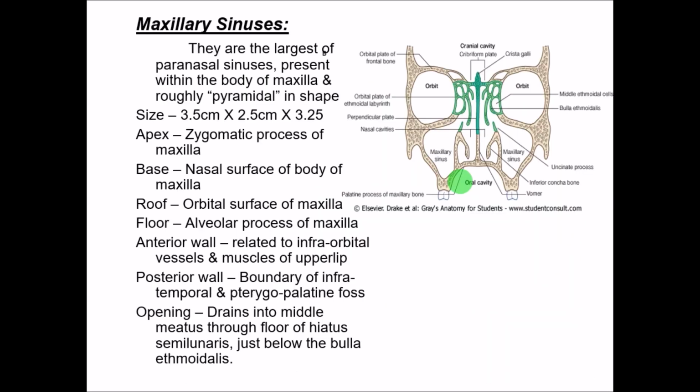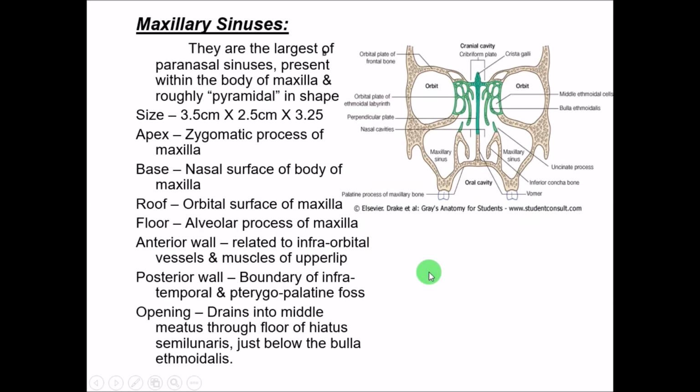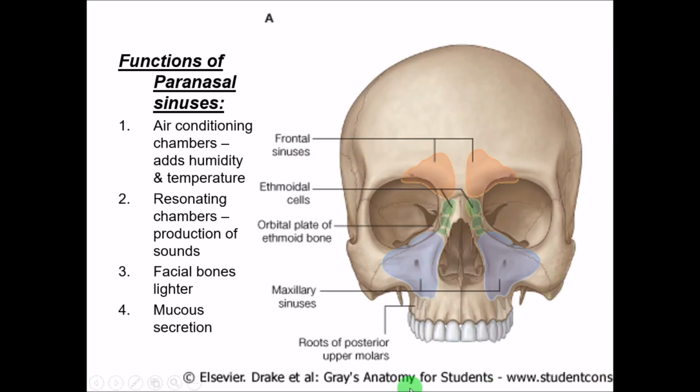Coming to the first and foremost, that is the maxillary air sinus, the largest one, which is present within the maxilla. This is the large maxilla, the upper jaw. Within this upper jaw there is a big cavity beside the nasal cavity. See all these sinuses around the nasal cavity; the largest one, the maxillary sinus, is beside the nasal cavity on either side. They are the largest of the paranasal air sinuses, present within the body of the maxilla and roughly pyramidal in shape. If you see, they are almost triangular or pyramidal in shape.